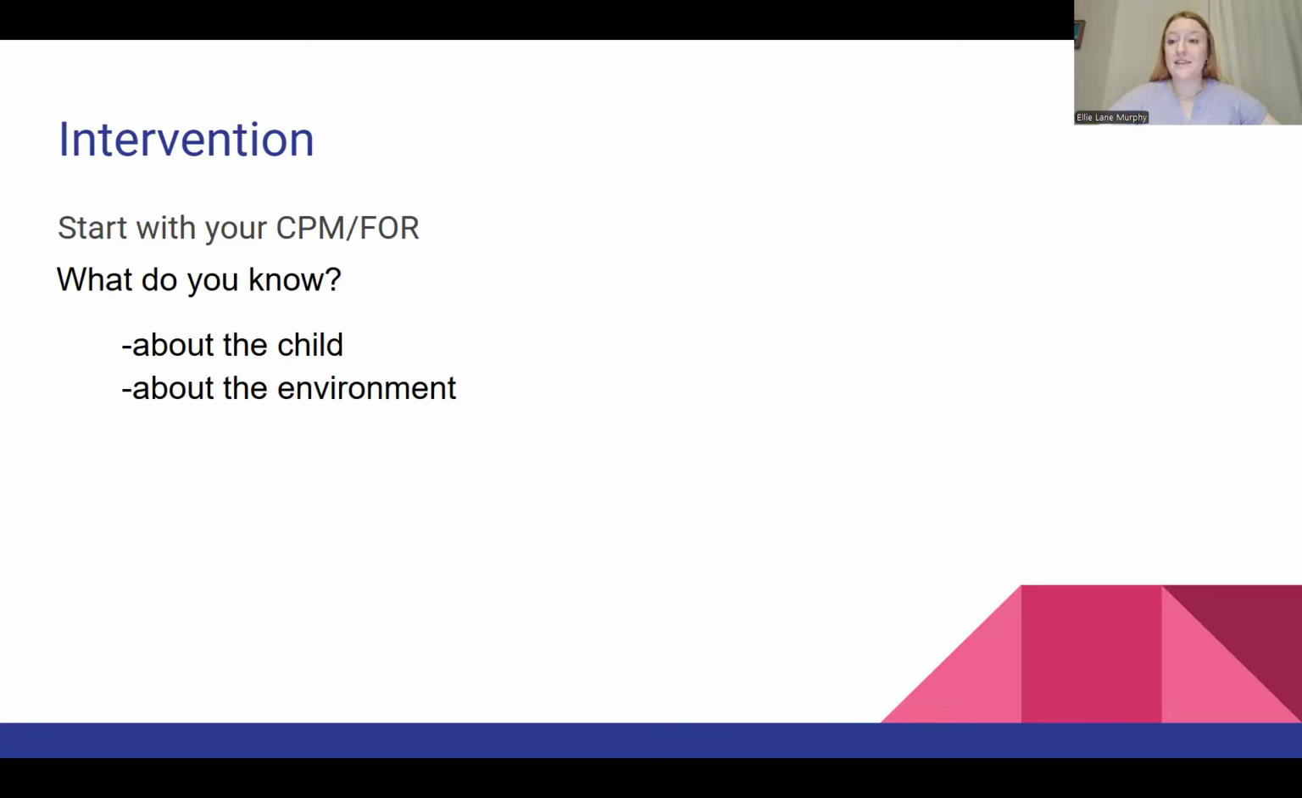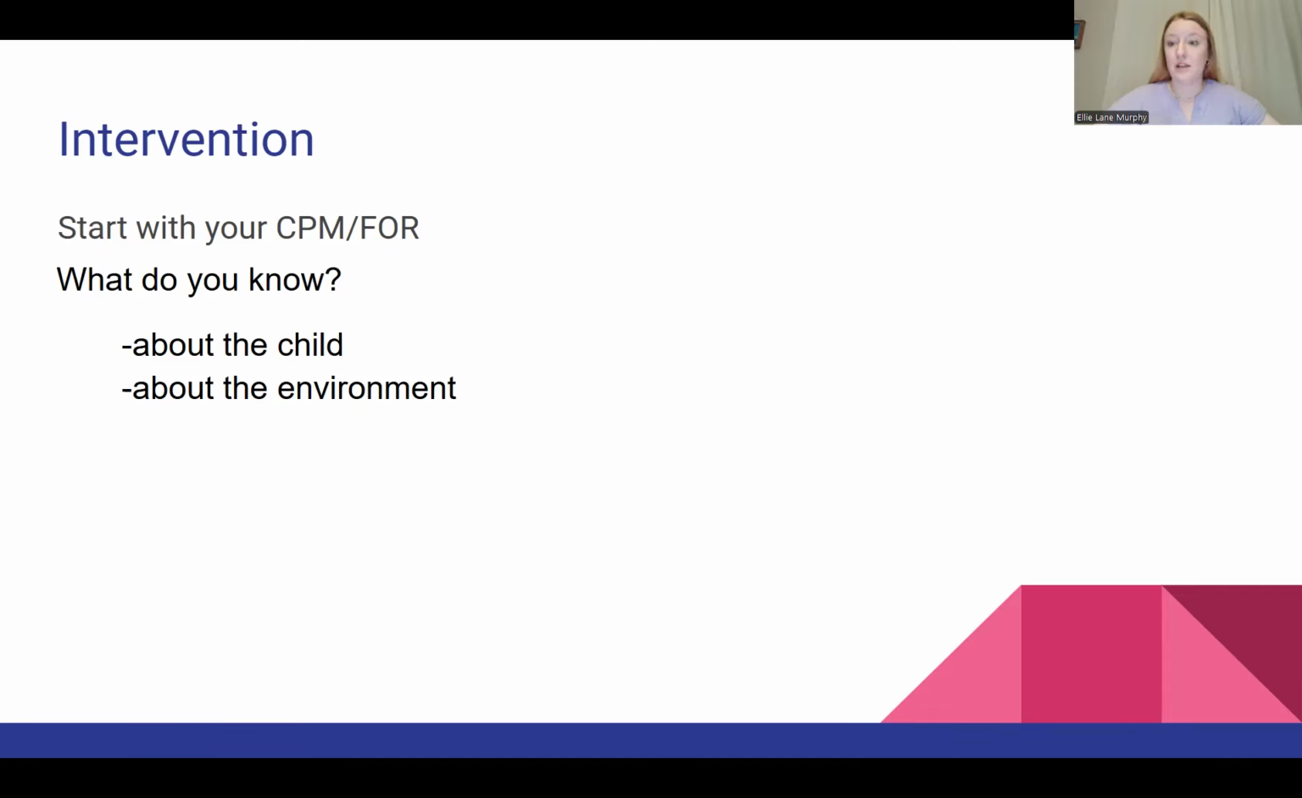Moving on to the E, the environment. What do you know about the environment? What is their classroom like? What environmental supports are in their classroom? What environmental barriers are in their classroom? What environments in the school system outside of the classroom are challenging for them? How is PE? How is the cafeteria? How is the playground? What supports and barriers exist in those other environments?